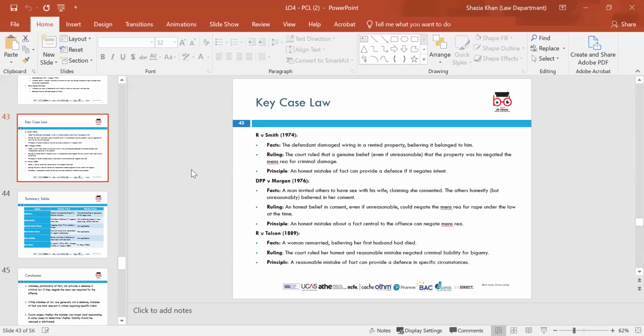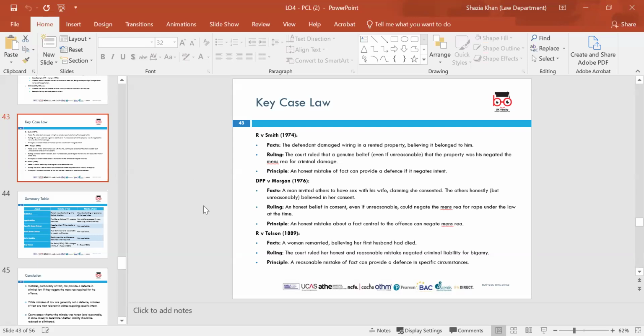DPP v Morgan, 1976: a man invited others to have sex with his wife, claiming she consented. The others honestly believed in her consent. The ruling was that an honest belief in consent, even if unreasonable, could negate the mens rea for rape under the law of the time. And the principle adopted here was that an honest mistake about a fact central to the offence can negate mens rea.